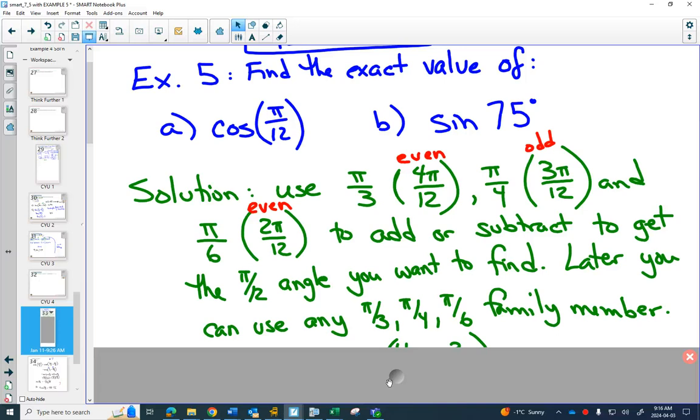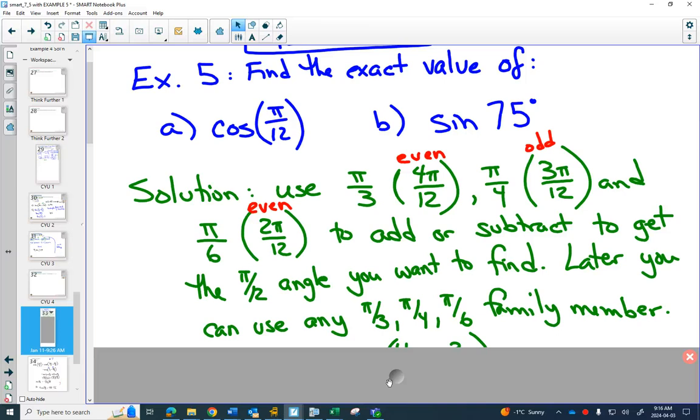Some of you see that you could do 4 pi over 12, which is pi over 3, and if you subtracted 3 pi over 12, which is pi over 4, you would get 1 pi over 12. Or you could take the 3 pi over 12 and subtract 2 pi over 12. There's often many ways you could either add or subtract to make it work.